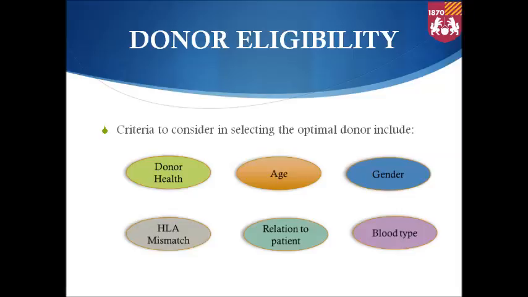For donor eligibility, we look at different things, including the donor's health, the degree of HLA mismatch, the age, the relationship to the patient, the gender, and the blood type.